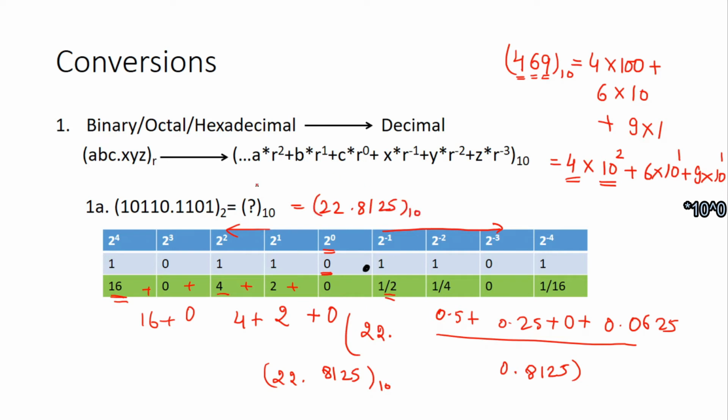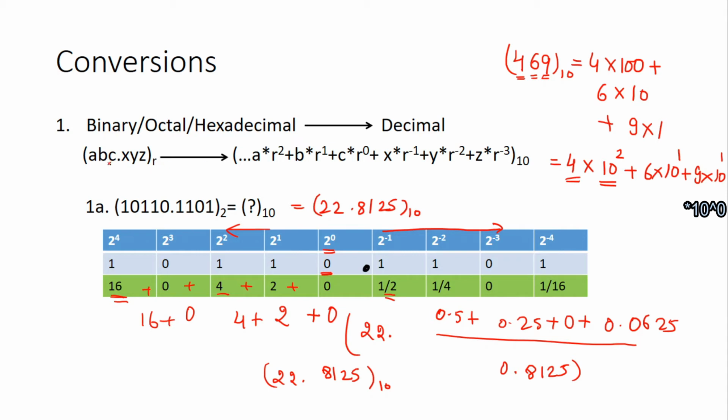So basically what you have to do is multiply these digits with the corresponding place value powers of 2, and add all of them. This formula is nothing but a very symbolic representation of what we have done here. So abc.xyz in base r can be binary, so r will be 2. In case of octal it would be 8. In case of hexadecimal it would be 16.